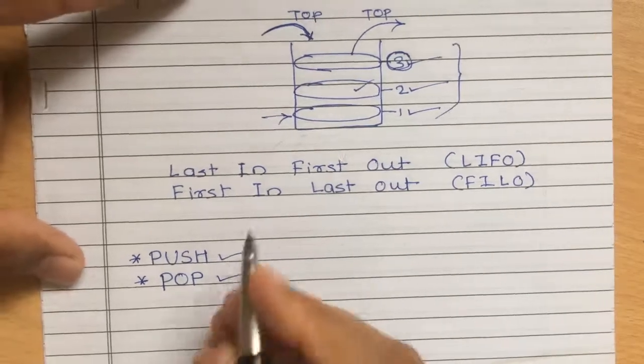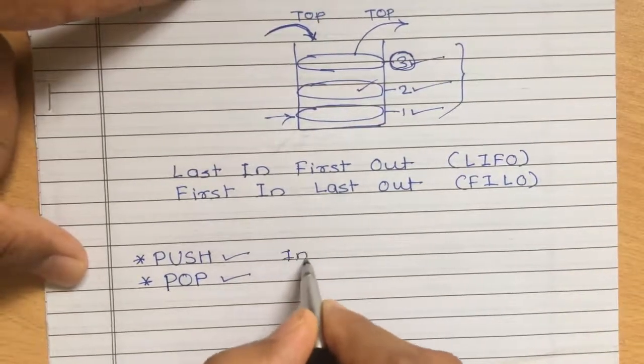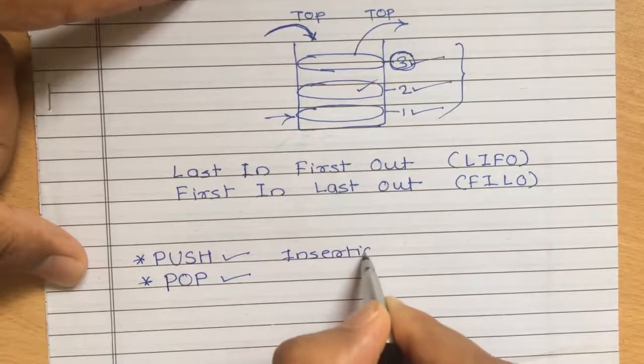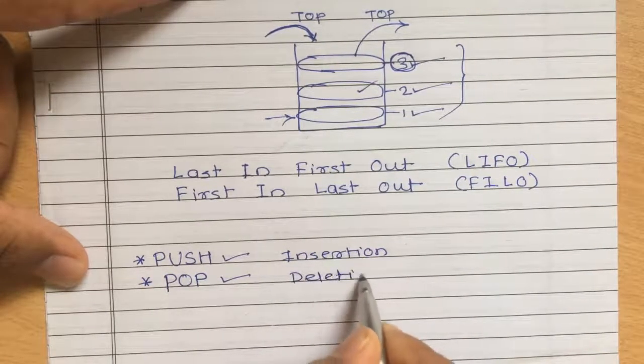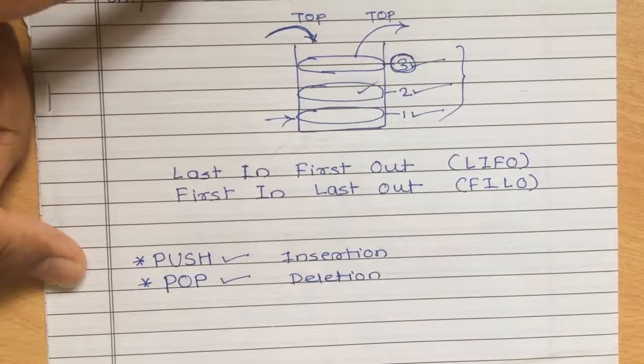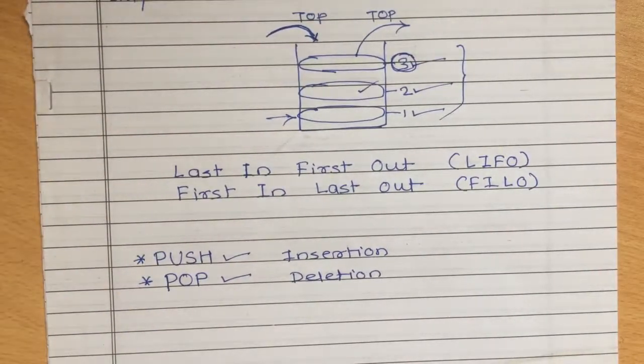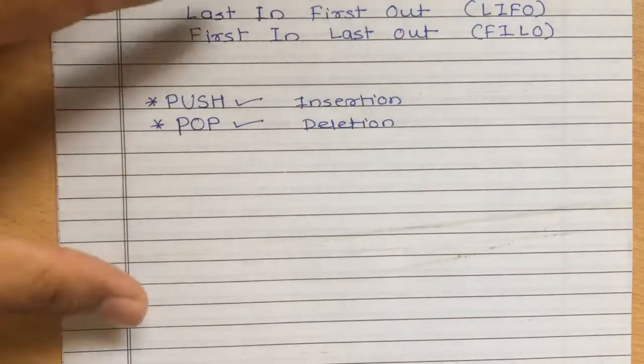Okay, so remember that push means insertion and pop means deletion of an element from the stack. So these are the two terms used in stack only. Just consider one simple example so you will understand the concept.